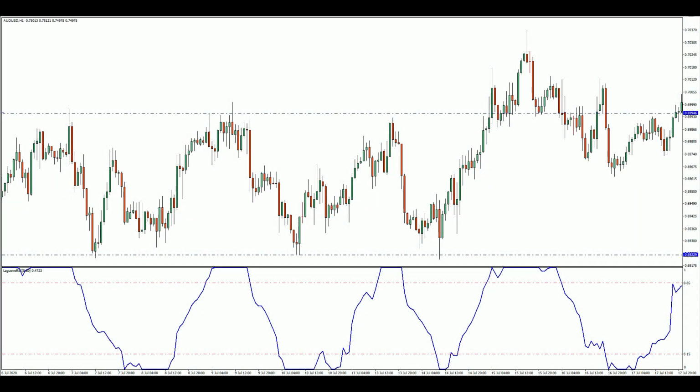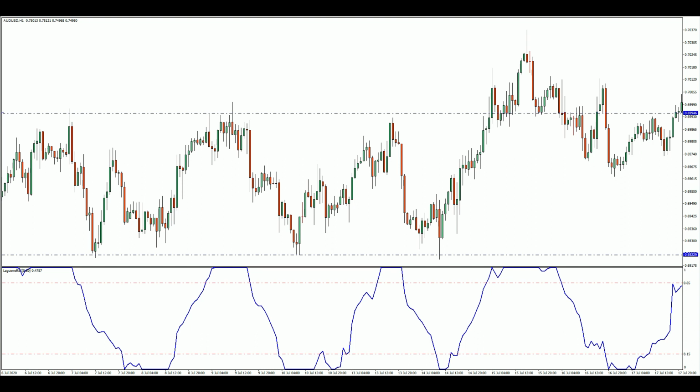Like other momentum oscillators, the Laguerre RSI is most commonly used to detect overbought and oversold conditions. Unlike the regular RSI, it oscillates between 0 and 1, not 100, and I have found it to be more responsive. My preference is to use 0.85 to denote overbought conditions and 0.15 to denote oversold conditions.